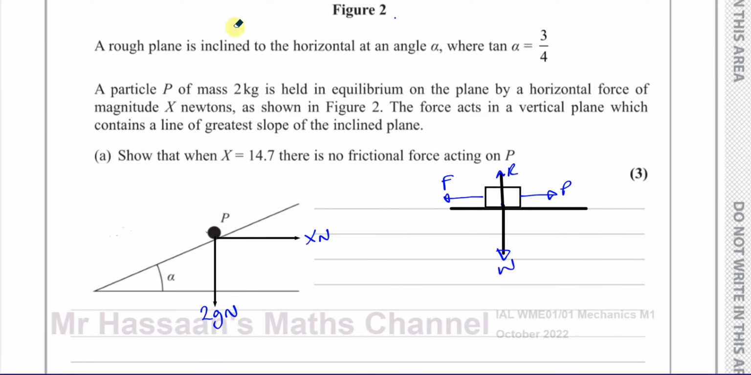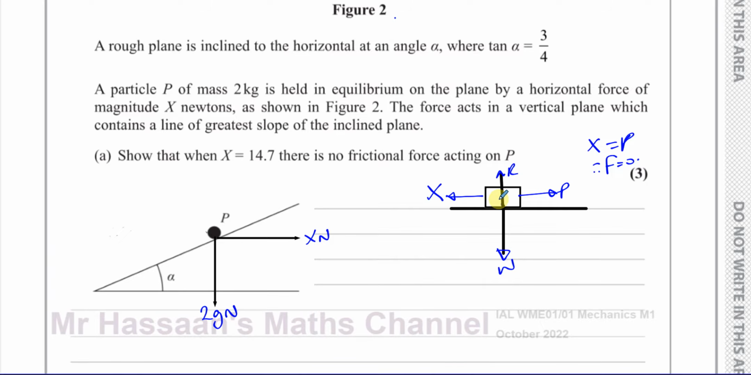But in the case where nothing's pushing it, i.e. the resultant force acting on it is 0, then there will be no friction. So if I have a force pulling this way and another force pulling this way, and they're both equal to each other, then the frictional force is going to be 0 because there's no resultant force.